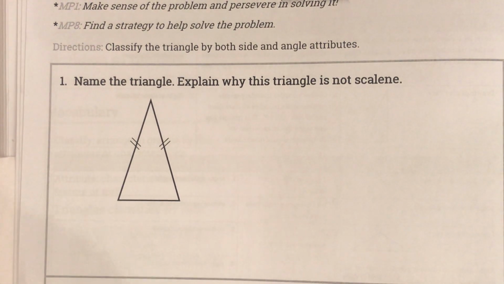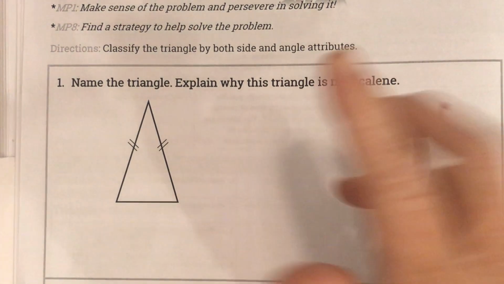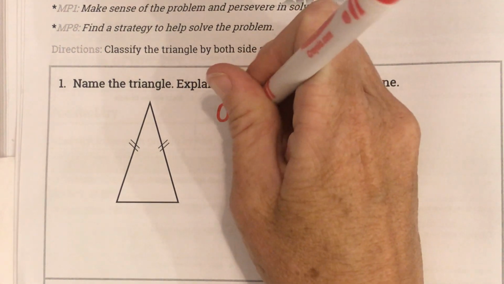Okay. So remember when I said that we're going to use the attributes, the side and the angle attribute, that means that every triangle is going to get two names. Okay, in our steps it says to do the angle first. It's really not going to matter. You just need to remember two names based on attributes. So I'm going to have a side name and an angle name.